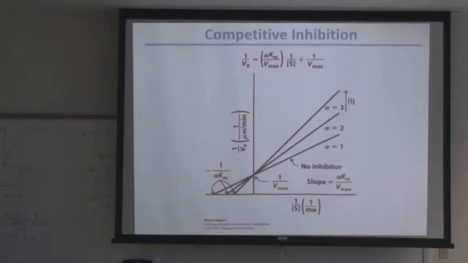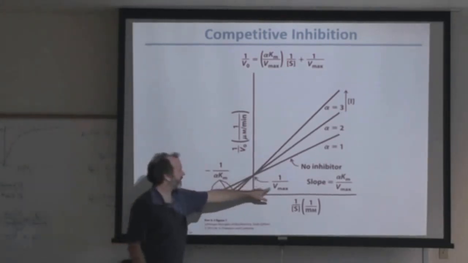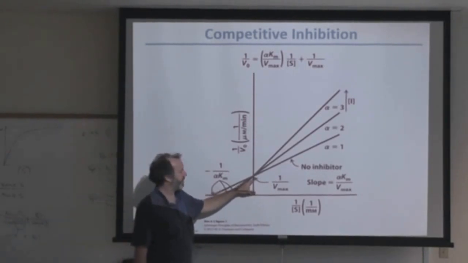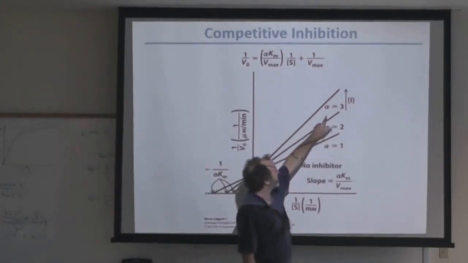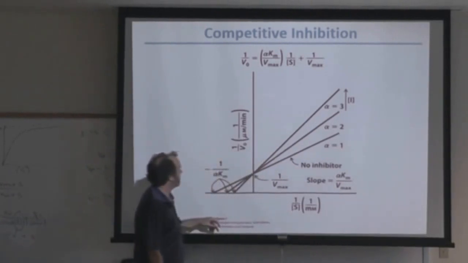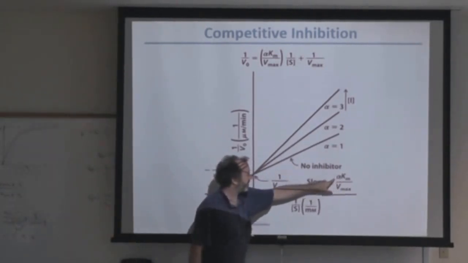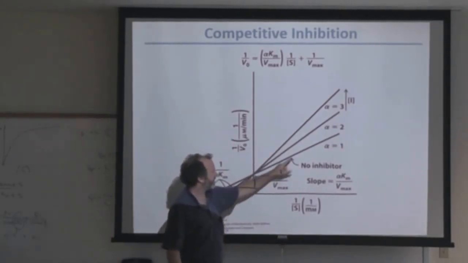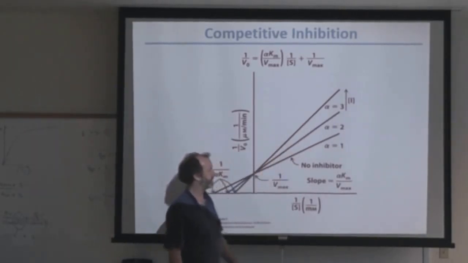This is competitive inhibition. This is the same plot I just drew you. Vmax always stays the same, so 1 over Vmax will be the same, or your y-intercept. As you increase the concentration of inhibitor, you increase the apparent Km. They put this little alpha here because it includes a fudge factor for the concentration of inhibitor that's been added. Does that make sense?